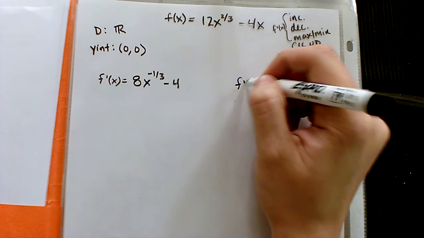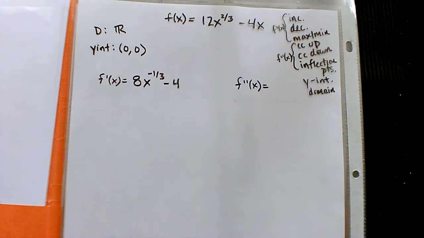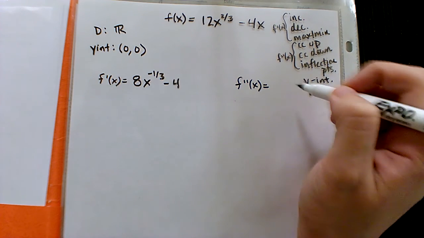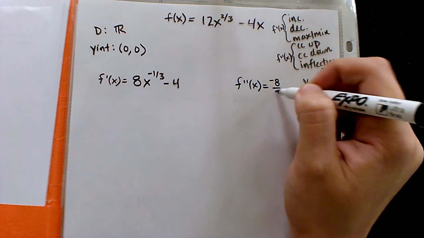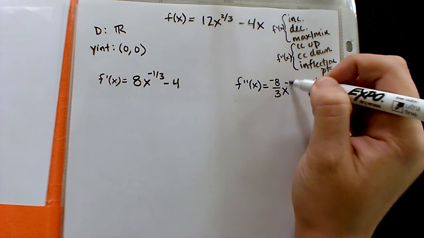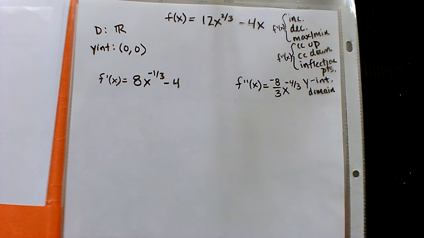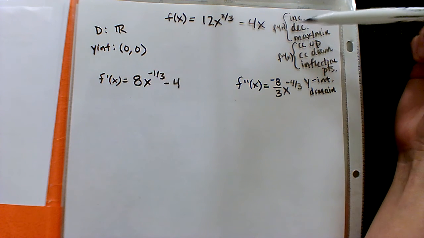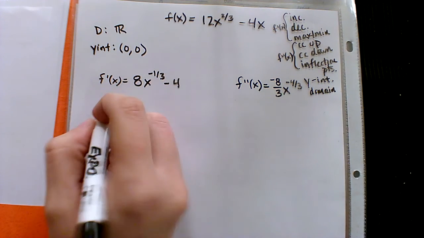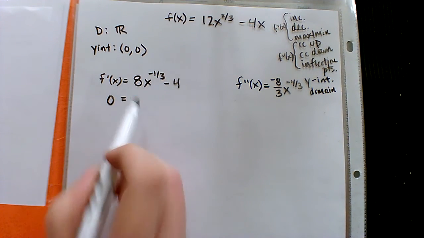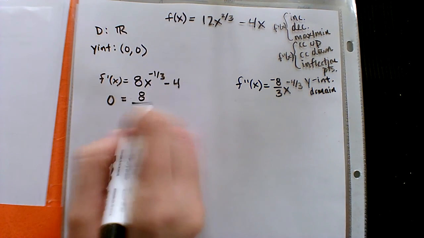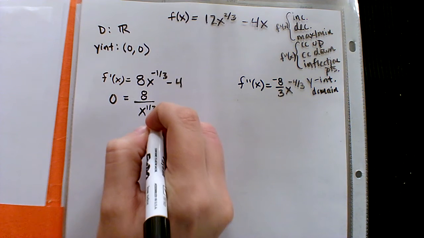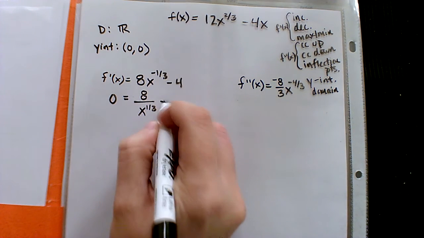While we're at it, let's find the second derivative. Can we go another round? Negative 8/3 x to the negative 4/3. All right, so in order to use a sign chart, we're going to have to find the critical points for our first derivative. Let's set it equal to 0. I'm going to rewrite this since we have a negative power. I'm going to make it x to the 1/3 on the bottom.